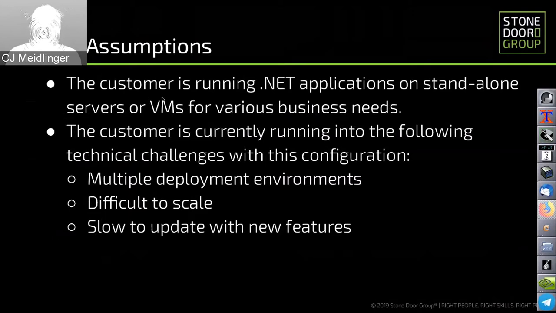But also the assumption is that you're running into some sort of challenges with your current model of application deployment. There's going to be the routine things. Multiple deployment environments is always a big one, and containers are pretty portable. There are subtle differences when you get into different operating system stuff. Like, there is a container platform for Windows, but on OpenShift it's Linux only. And of course, scaling and slow to update, so we can really implement that CI/CD pipeline and get as fast a time to market as possible.